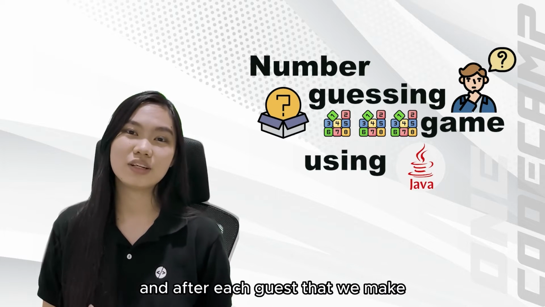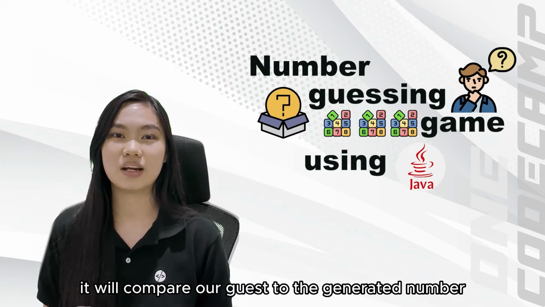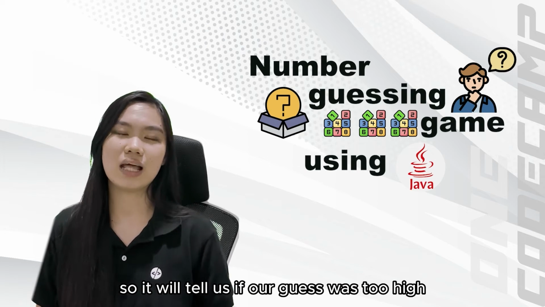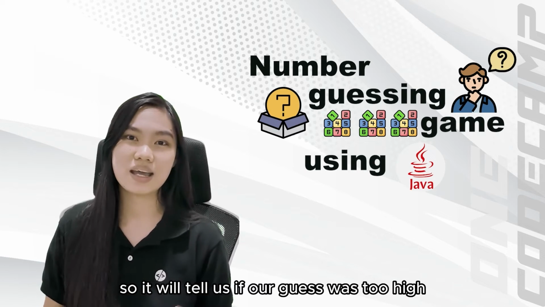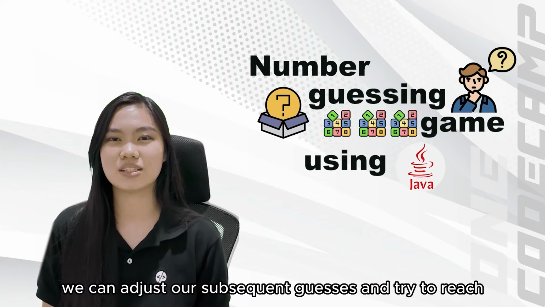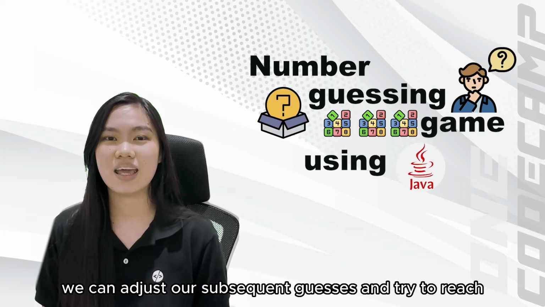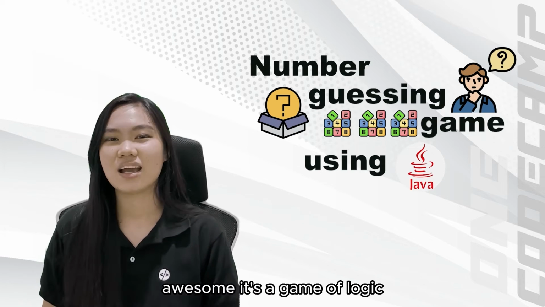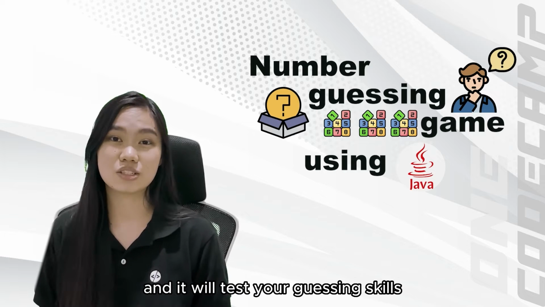And after each guess that we make, it will compare our guess to the generated number and will provide feedback. So it will tell us if our guess was too high, too low, or we got it right. So based on the feedback, we can adjust our subsequent guesses and try to reach the correct answer within the fewest attempts possible. It's a game of logic and it will test your guessing skills.